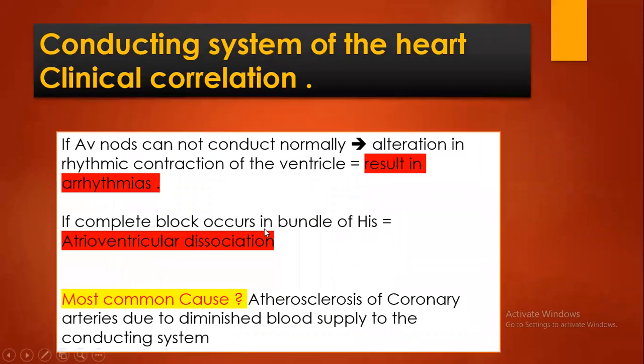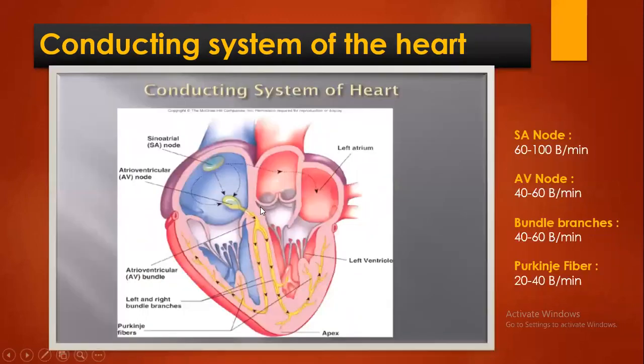Second, if complete block occurs, for example, let's go here. If there is complete block, what will happen? There will be atrioventricular dissociation. There will be no connection between the atrium and ventricle and the impulses.